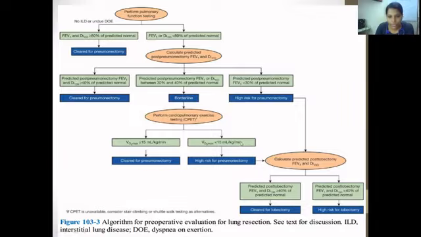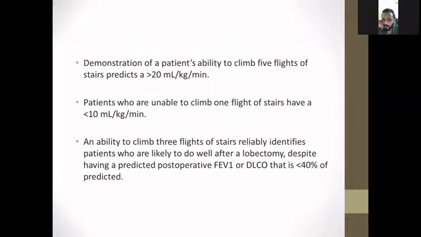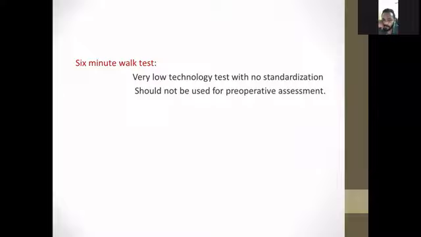In the case of high risk of pneumonectomy, we have to calculate predicted post-lobectomy FEV1 and DLCO. If it is more than 40%, we can clear for lobectomy, and if it is less than 40%, there is high risk for lobectomy. Alternatives to CPET include the 6-minute walk test, stair climbing test, and shuttle walk test. The 6-minute walk test is a very low technology test with no standardization, and should not be used for preoperative assessment.